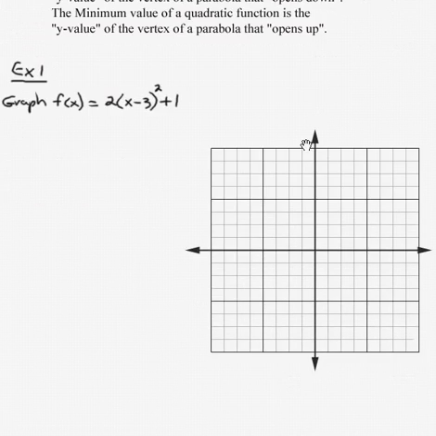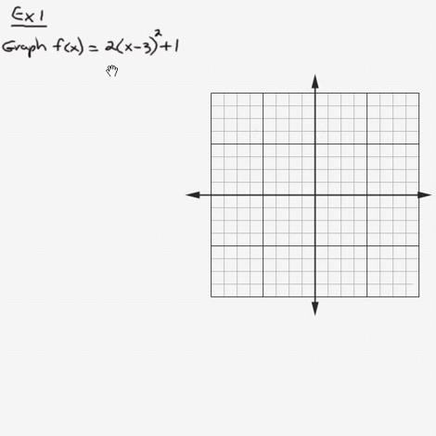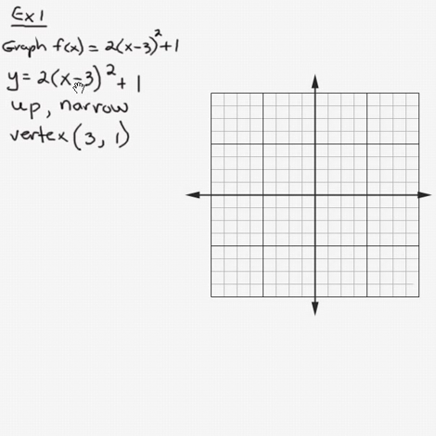So let's take a look at graphing this particular example. f of x is 2 times quantity x minus 3 quantity squared plus 1. So why don't we think of it as y for now, since you may be more comfortable with that. Since this 2 is positive, as we learned in the previous lesson, a is positive, so the parabola opens up. Absolute value of 2 is greater than 1, that we learned in the previous lesson, means my parabola is narrower than usual. Vertex is going to be the opposite of what's inside the parentheses, positive 3. Same as what's outside the parentheses, positive 1.